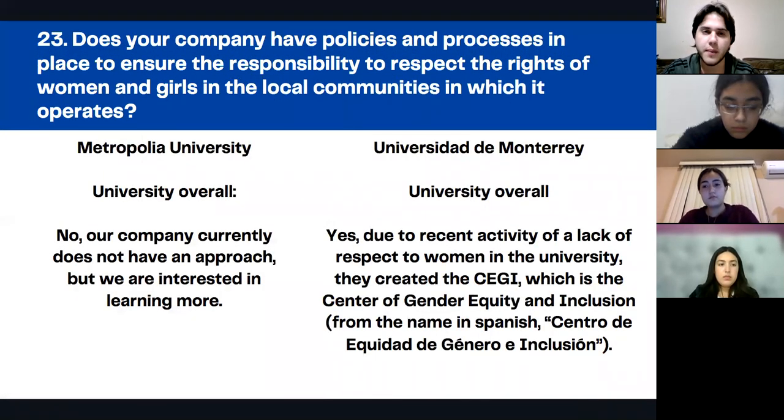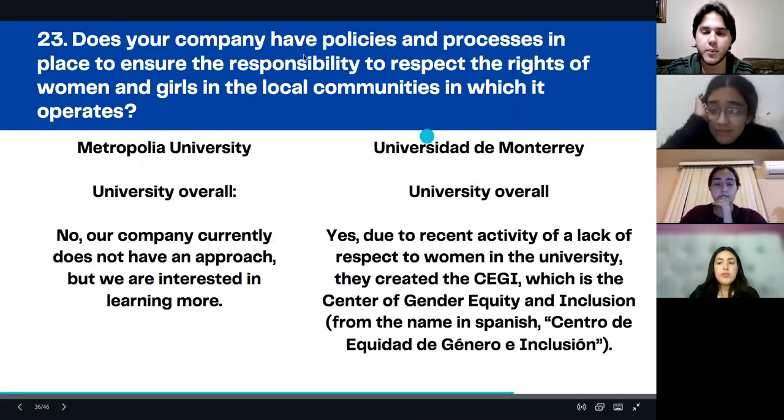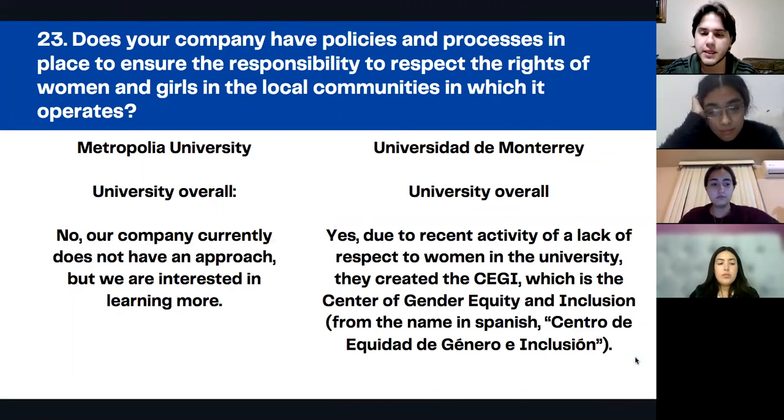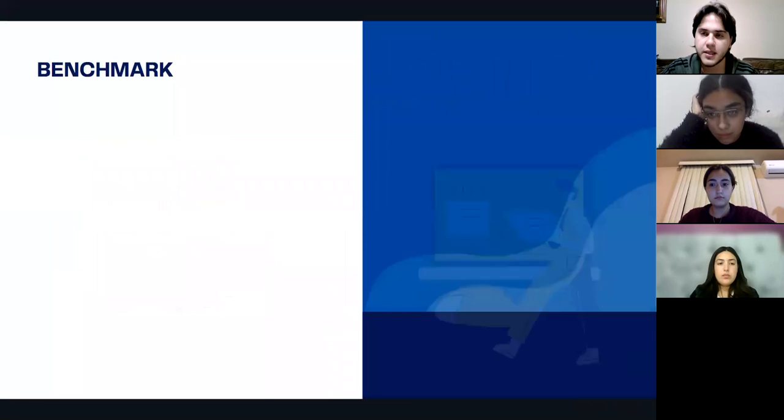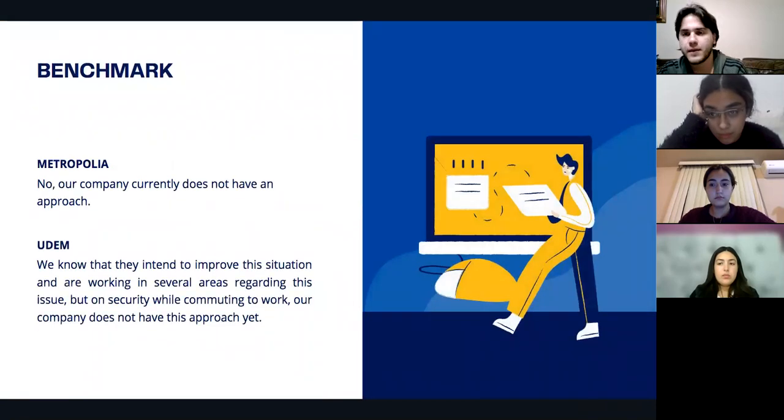And does your company have policies and processes in place to ensure its responsibility to respect the rights of women and girls in the local communities in which it operates? In the UDEM, yes. Due to the recent lack of respect toward women in the university, they created the CEGI, which is the Center of Gender Equity and Inclusion. In Spanish, it is Centro de Equidad de Género e Inclusión.